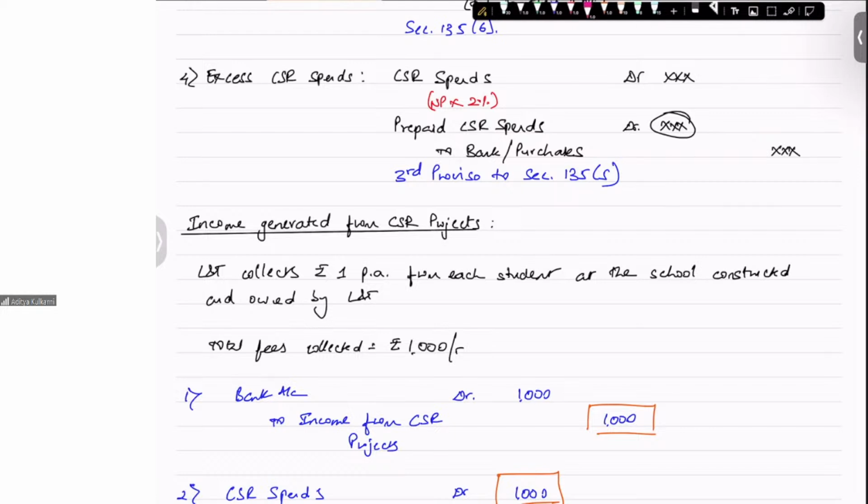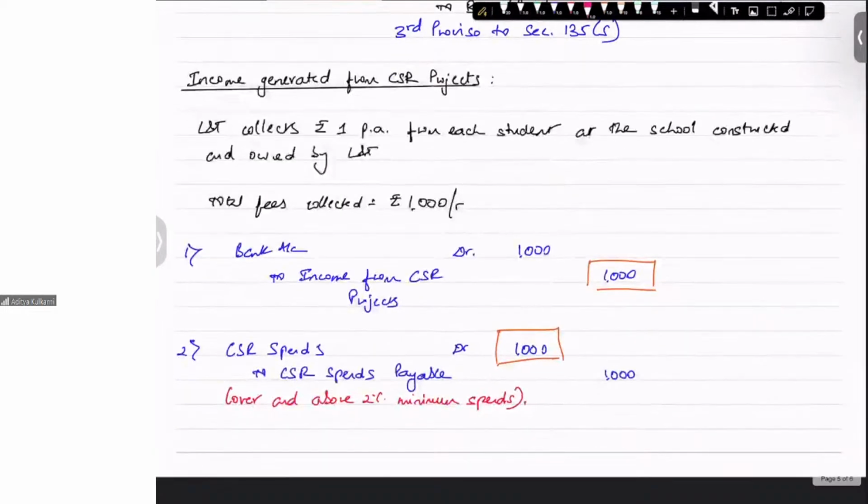So therefore, the moment I get an income, I should recognize a liability of the same amount. So for example, when L&T gets the money, entry will be bank account debit to income from CSR projects.